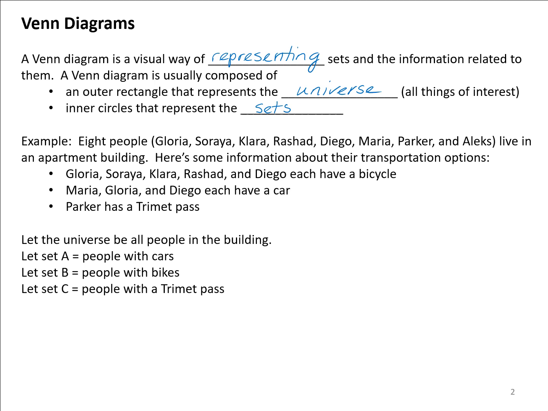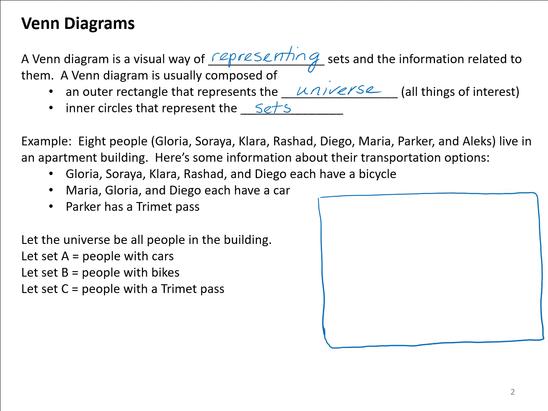Let's let the universe be all the people in the building. So remember, the universe is basically going to be represented as a big old rectangle. So I'm basically going to have all of the people, all 8 of them, in this universe. But let's look at what else we've defined here in terms of our situation before we start plugging names in. Let's let set A be people with cars. Now, there are 3 people with cars, and they all have a different first name, and I set this up specifically with a different letter of the alphabet for their first name. So I'm going to abbreviate and write this set as M for Maria, G for Gloria, and D for Diego. So there's my set of people with cars.